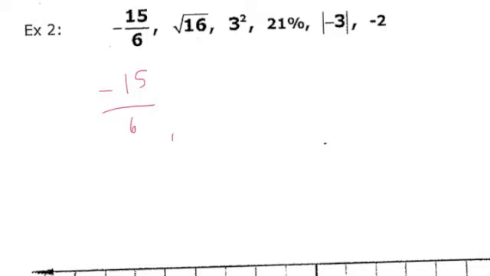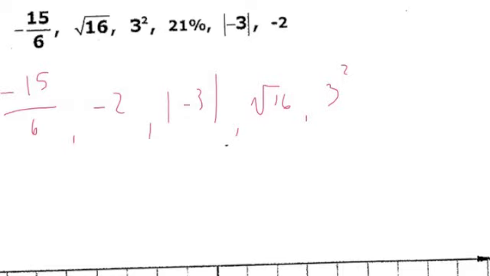And we have negative 2. And let's go ahead and put absolute value of negative 3 over here. We can do that. Square root of 16. 3 squared. Yep, running out of room. And 21%.